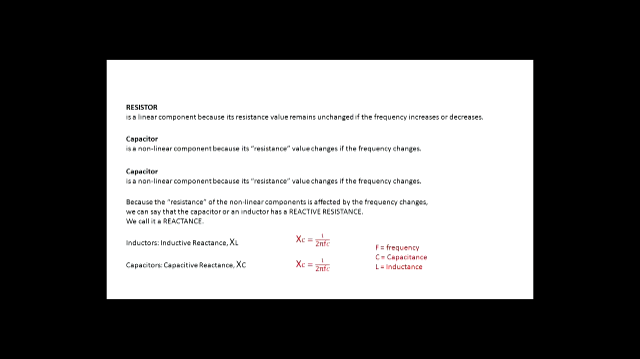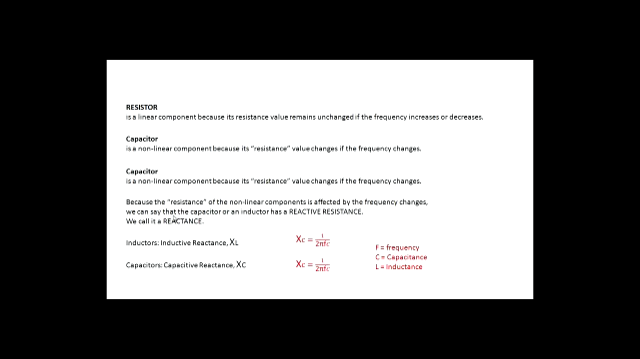Right, resistor. A resistor is a linear component because its resistance value remains unchanged if the frequency increases or decreases. So just a summary of what we said. A capacitor is a nonlinear component because its resistance, and I put that in quotes because it's really a reactance, its resistance or opposition to the current flow changes if the frequency changes. In a nonlinear component, you know what? I just copied the same thing here. So ignore the second one.